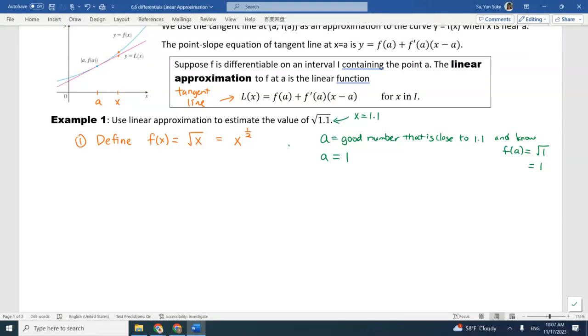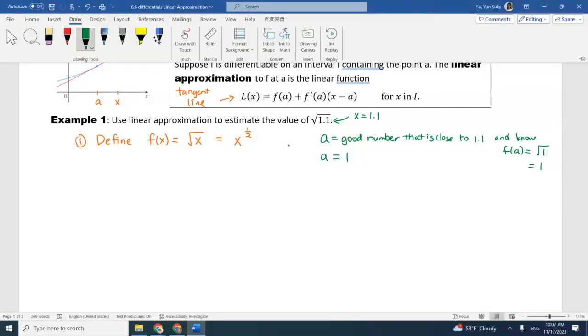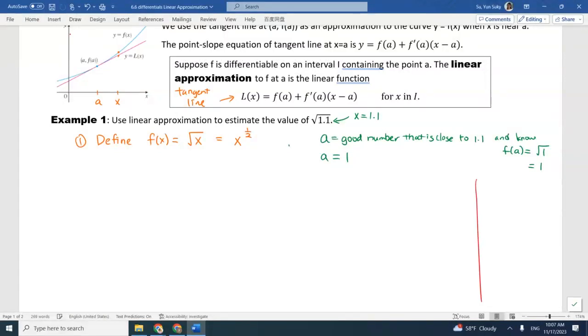Okay, everybody? So how about more exercise. If I give you square root of 17, and then what is your a? Exactly. If I give you square root of 22, what is a? 21? You know square root of what number?